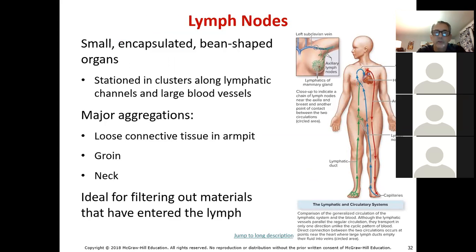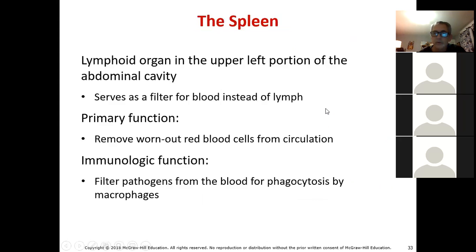The lymph nodes are small, encapsulated, bean-shaped organs. We have them in different areas: our neck, under our arms, our legs. These are clusters along lymphatic channels, in the armpit, groin, and neck, and they help filter materials that have entered the lymphatic system. They are rich in immune cells.